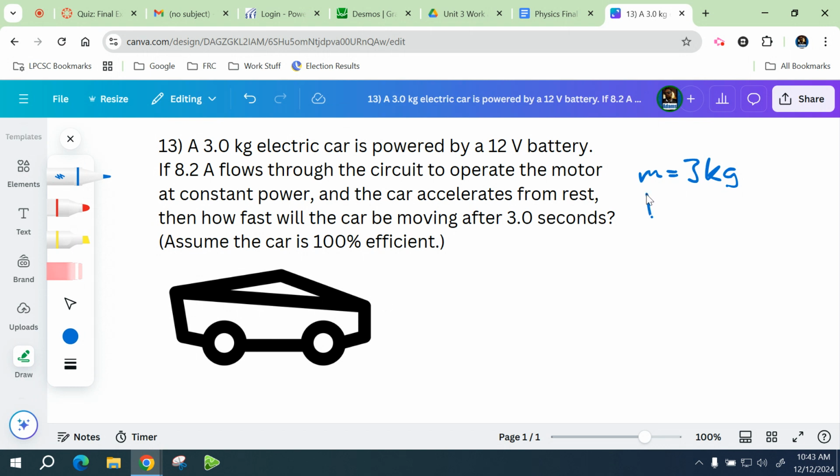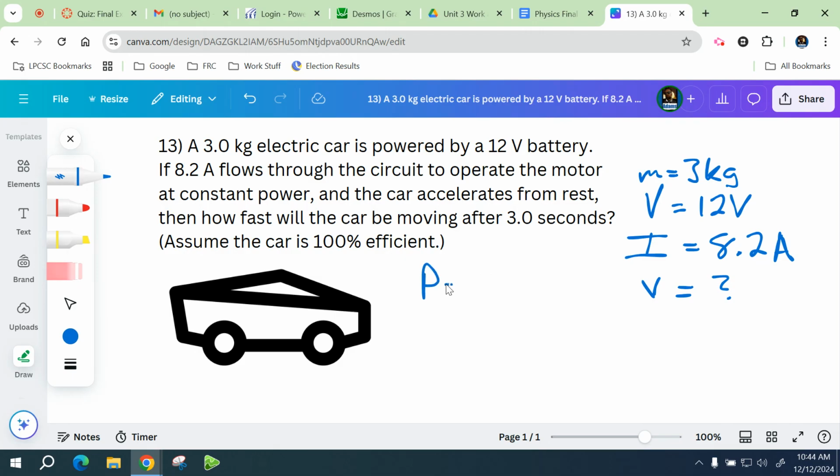We know that the voltage is equal to 12 volts. We know that the current is equal to 8.2 amps. And we want to know how fast it will be going, the final velocity. So this is a conservation of energy problem, because we can figure out the power, which will give us the number of joules per second, and then convert it. So it's similar to the other problem we did.